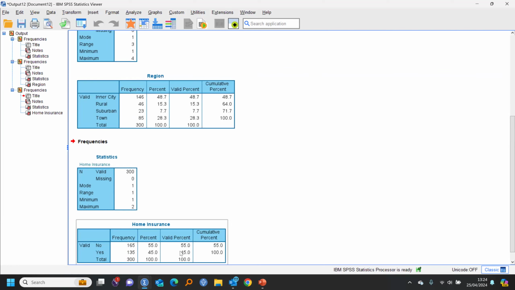Something to bear in mind here is that the group sizes are quite even, 55 to 45. I mean, that's quite an even split. It makes it a little bit easier to teach decision trees when you have that.